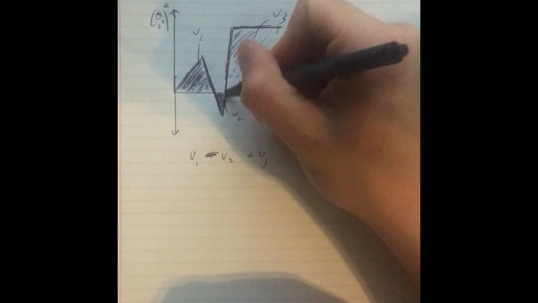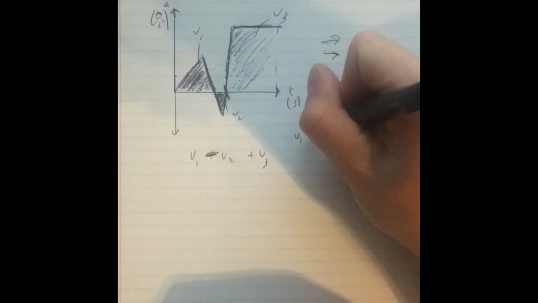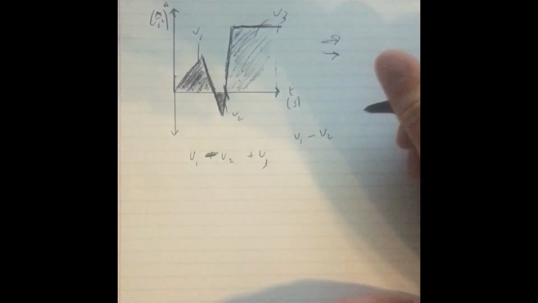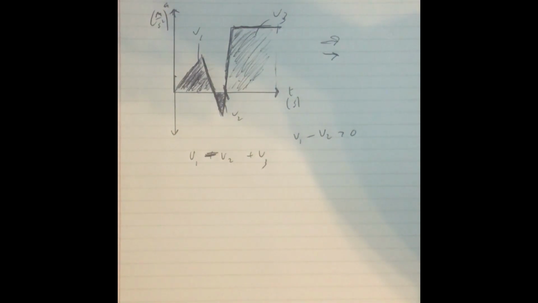But then at this point in time right here, we can find his velocity by just having v1 minus v2, which is going to be greater than 0. So he's still moving to the right. His velocity is still greater than 0.